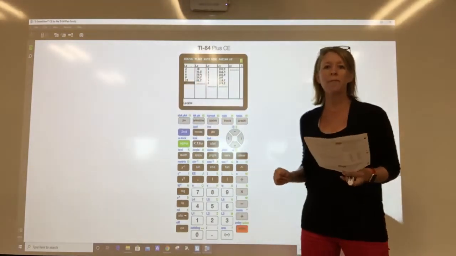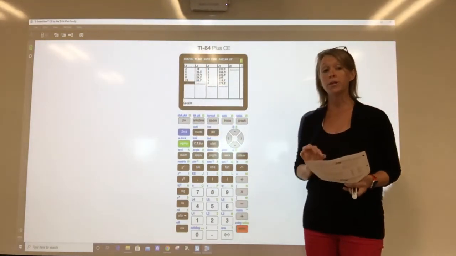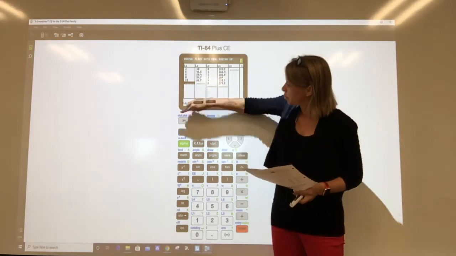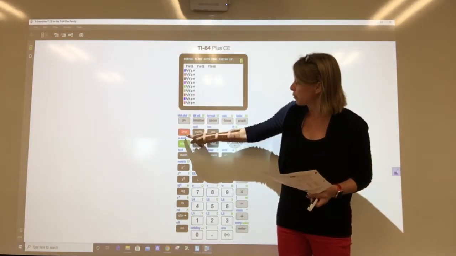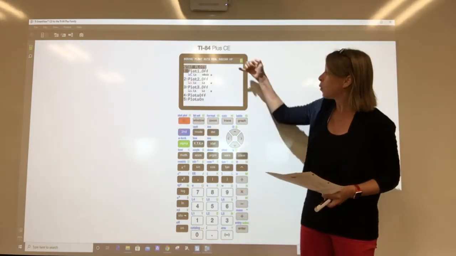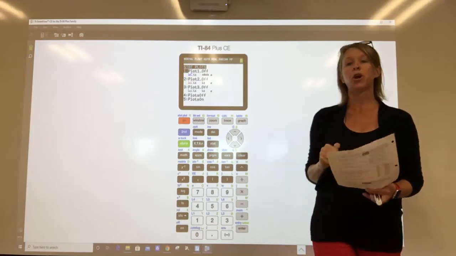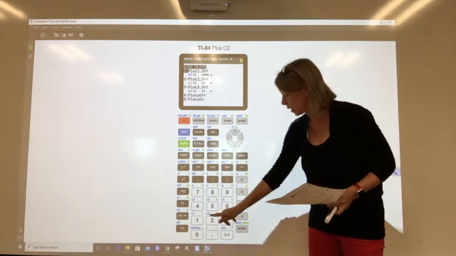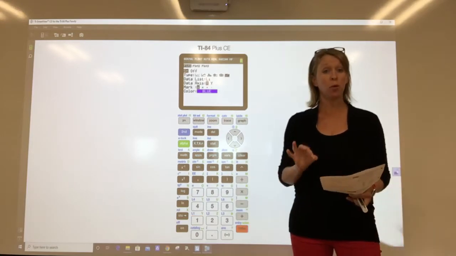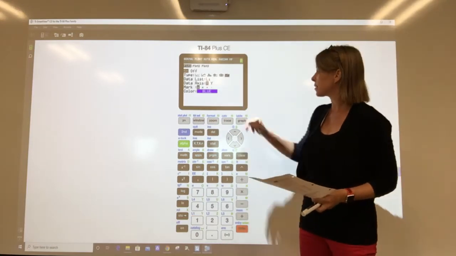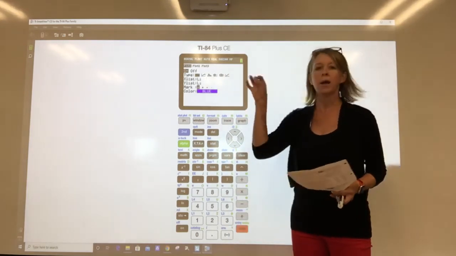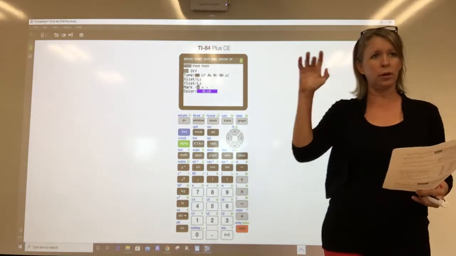Okay, once you have the data in L1 and L2, what you're going to do next is turn on your scatter plot. You see right here in blue it says Stat Plot. You're going to press the second key and the Y equals button. Right now, all of my plots are turned off. You're going to pick plot number 1. You need to make sure that you press enter over top of the word On. And then there are 6 types of graphs. I'm going to hit the down arrow here. You're going to want to pick the one that looks like a scatter plot with all the little dots there.